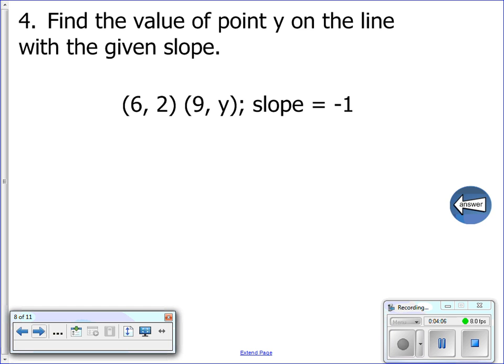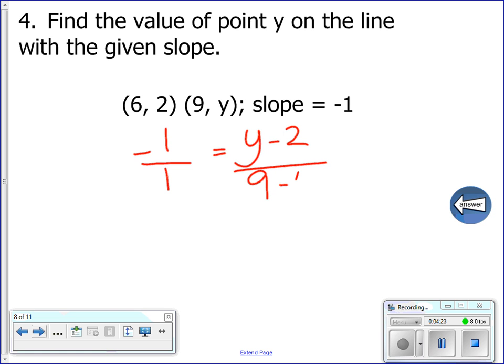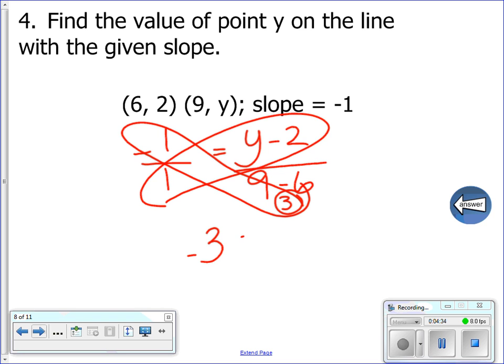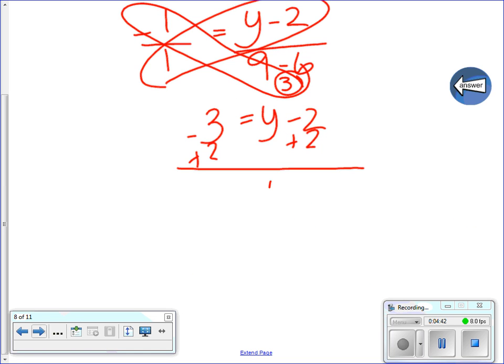Find the value of point y in the line given the slope. So again, we're going to use that equation, m equals y2 minus y1 over x2 minus x1. We'll put the slope as a fraction, equals y minus 2 over 9 minus 6. Cross multiply, this is 3. So 3 times 1 is -3. 1 times (y minus 2) equals y minus 2. We'll add 2 to both sides. And get y is equal to -1.